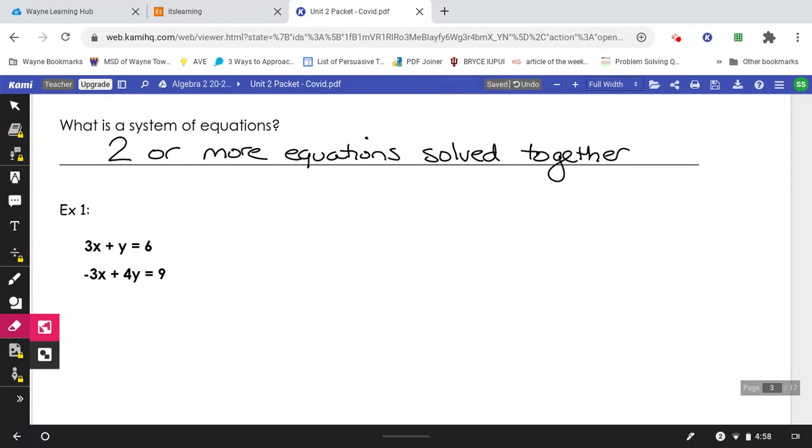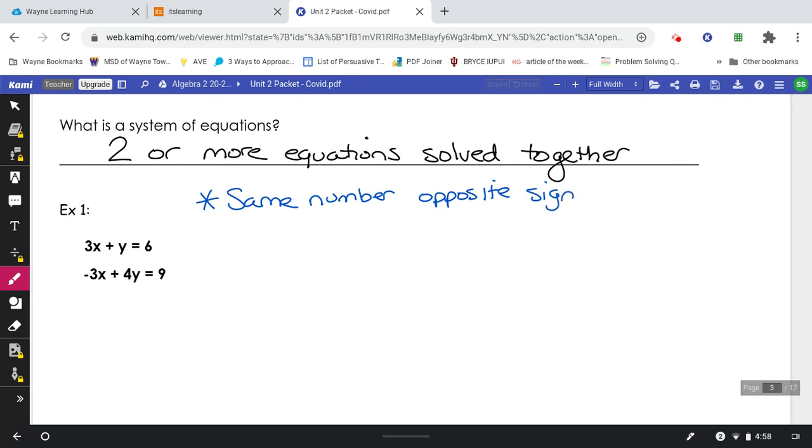Okay, so here's what elimination is. You've probably done this before, but it may have been a while. What we're going to do is look at the x's and the y's. If any of them are the same number but opposite signs, one's a plus, one's a minus, then they cancel. Same number, opposite signs, cancel.